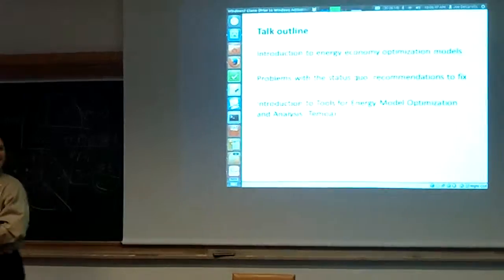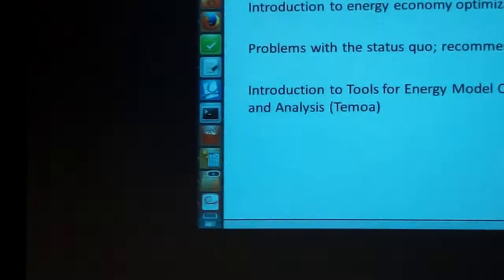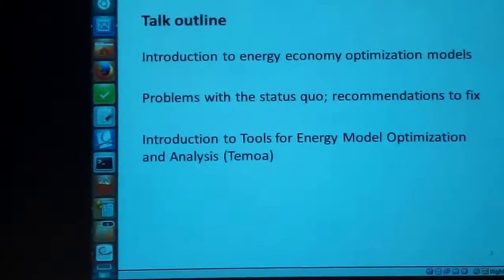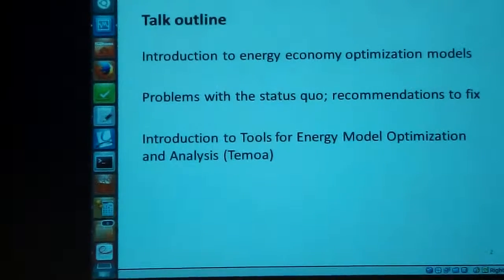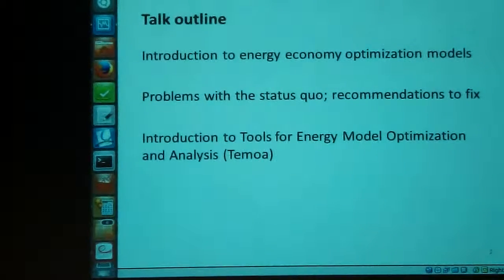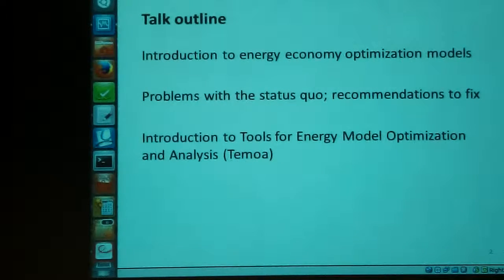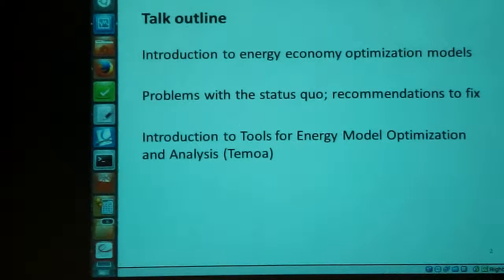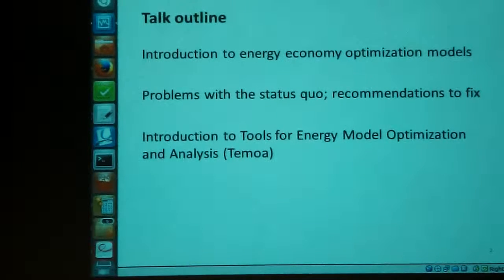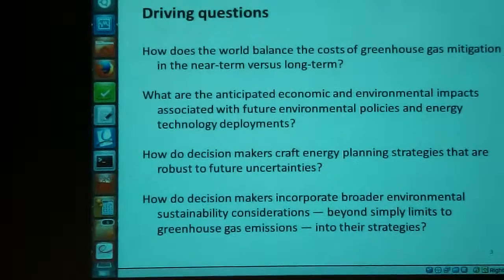So there are three basic components to the talk. One is a very quick introduction to energy economy optimization models. Then I want to talk about what I think the problems are with the status quo in terms of how those models are applied, and present some recommendations on how to fix what I see as problems. And then I'll spend a little bit of time talking about some of the work I've been doing to develop a new open source model and how we've implemented some of the recommendations we make.